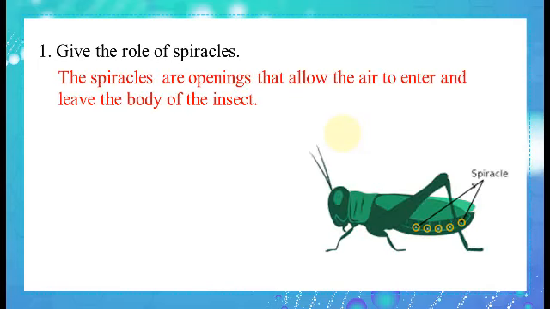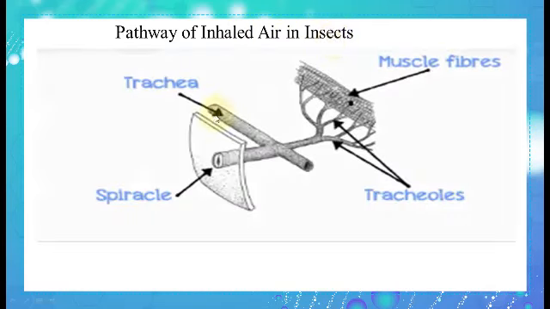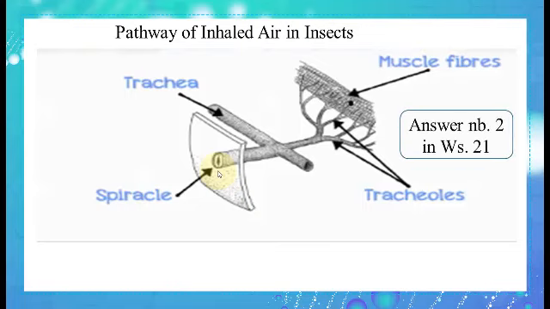The spiracles are openings that allow the air to enter and leave the body of the insect. Pathway of inhaled air in insects. So how does the air enter the body of the insects? Through which structure does it enter? And what are the parts that the air can pass through in order to reach the organs of the insects? Let us answer number 2 in worksheet 21.